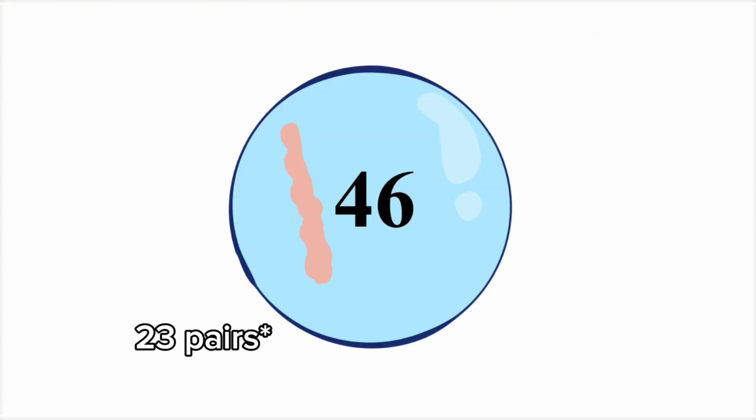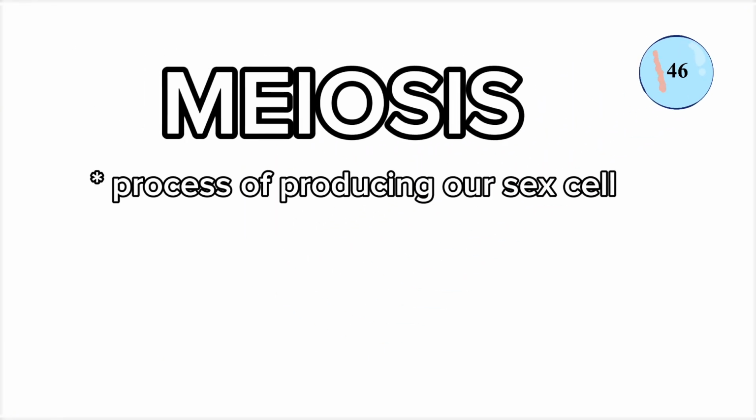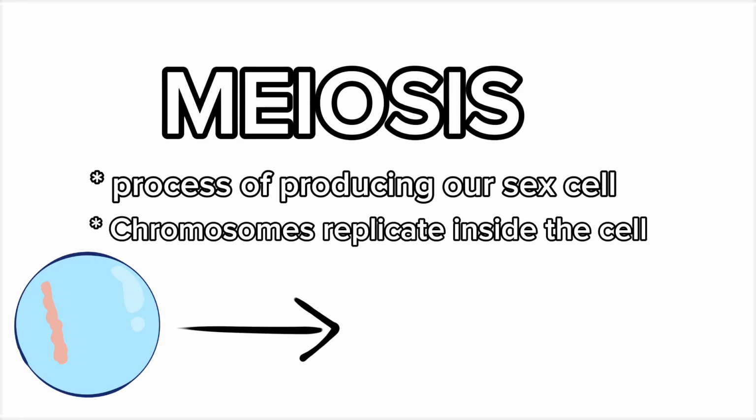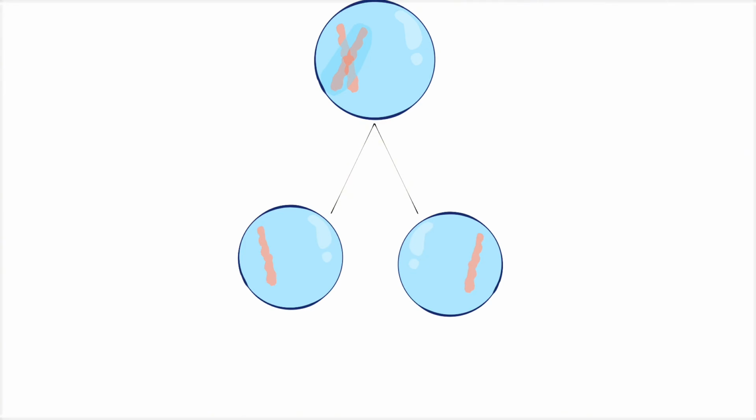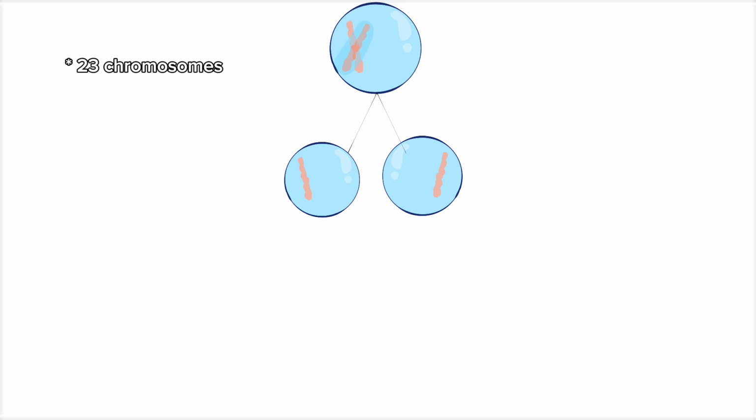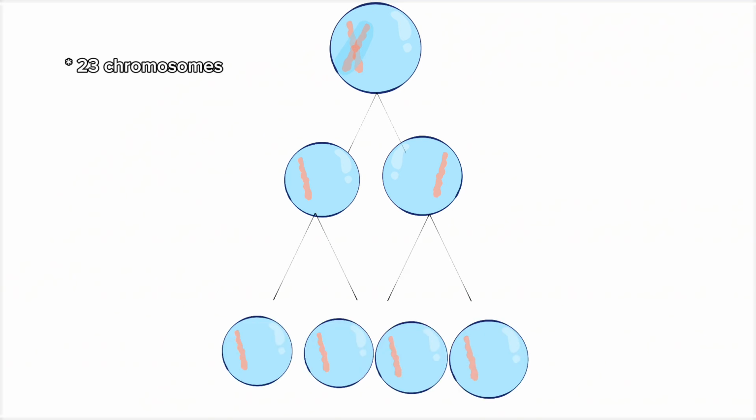Here we have a singular cell that has 23 pairs of 46 chromosomes. We start off with meiosis. That's the process of producing our sex cells, and the chromosomes replicate inside the cell, shaping them like an X. Then, the cell splits into two and pulls apart the paired chromosome. In each of these cells, we now have 23 chromosomes. They get pulled apart again, each cell still having 23 chromosomes.